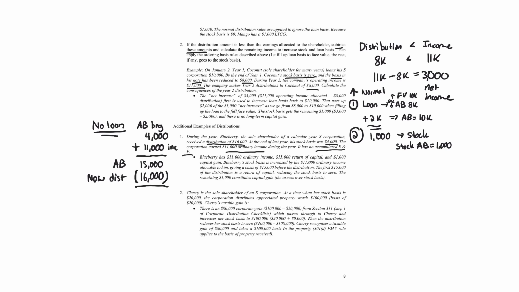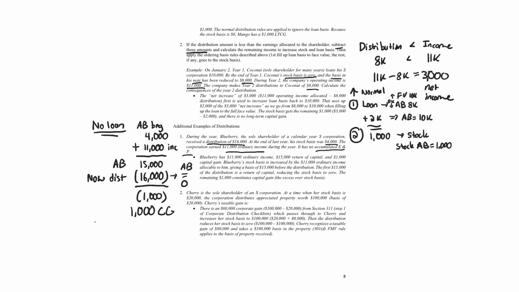We reduce our basis. The adjusted basis is now equal to 0 because we reduce it down, and that leaves us $1,000. Uh-oh, you can't have negative, right? So we're going to have a $1,000 capital gain. Long term if held for more than a year, short term if a year or less.